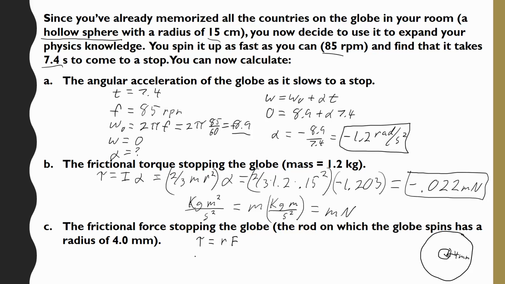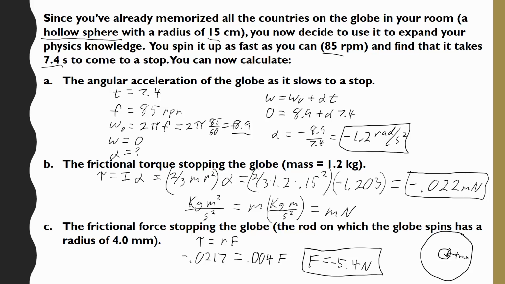So we plug in that torque, negative 0.0, let's see, it was 217 before I rounded it a bit. R is going to be the 4 millimeters. Obviously we want that in meters, so 0.004, and then we can just divide and solve for F, which works out to be a frictional force of negative 5.4 newtons.